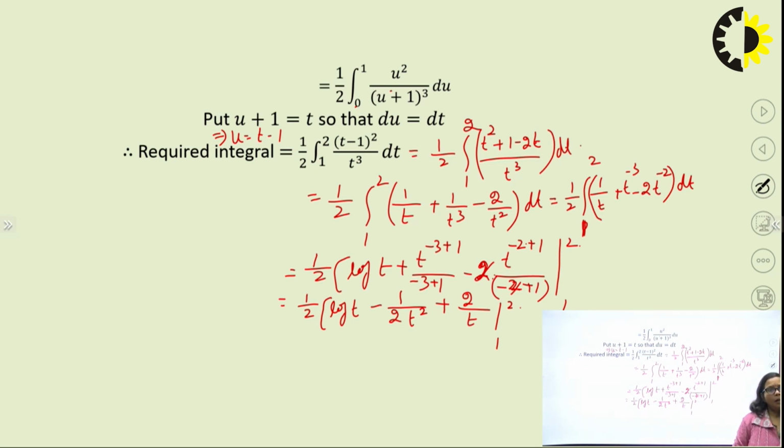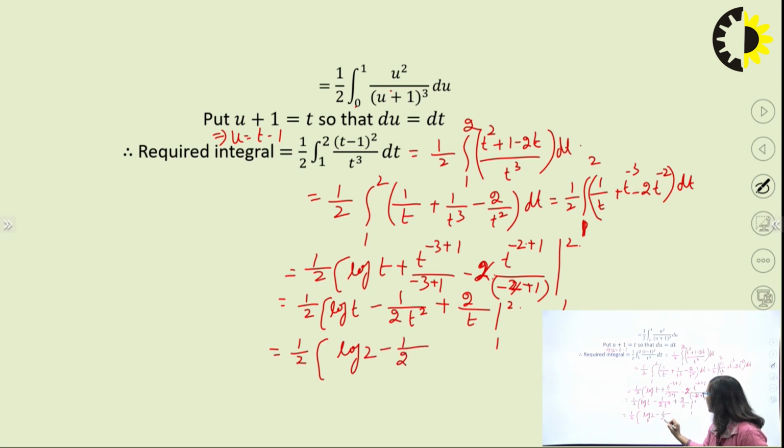Now put the limits. We get 1 by 2. The upper limit here is 2, I am putting this in all. I get the value log 2 minus 1 by 2 into 2 square, 2 to the 4, 2 the 8. I get the value 8 over here. Plus, I put the 2 over here, 2 cancels out, I get the value plus 1.